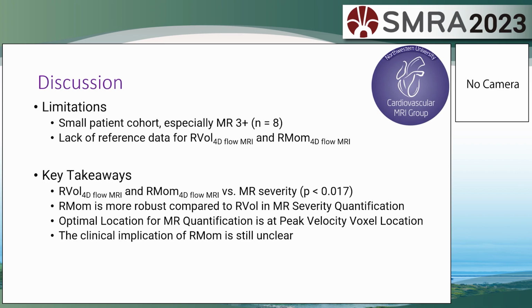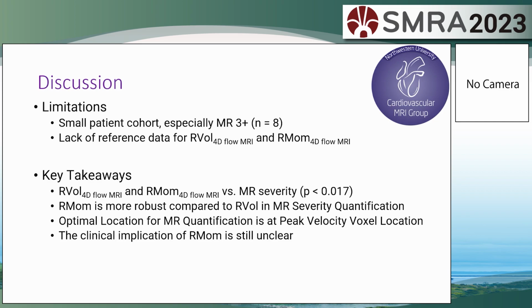And finally, the main points that we really want to emphasize are that both regurgitant volume and momentum derived from 4D flow demonstrate a significant association with clinically assessed MR severity. The direct regurgitant volume quantification is sensitive to plane location, possibly due to the flow entrainment effect. But in contrast, we see that momentum showed lower sensitivity to plane location variations, demonstrating its robustness in quantifying severity.